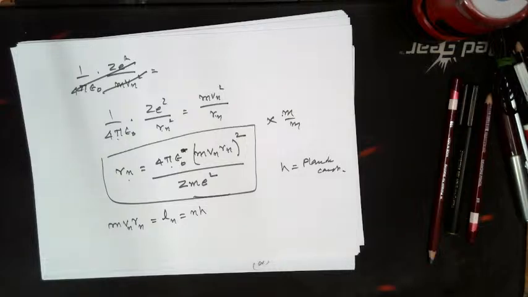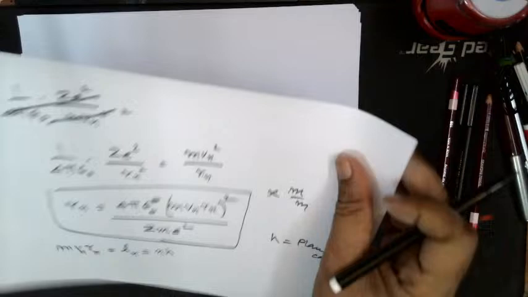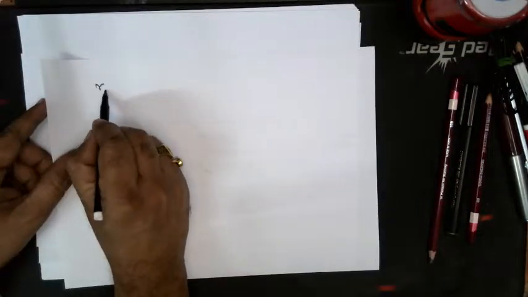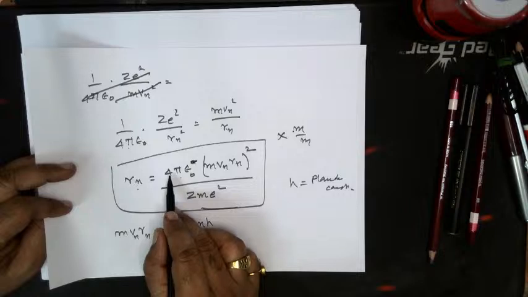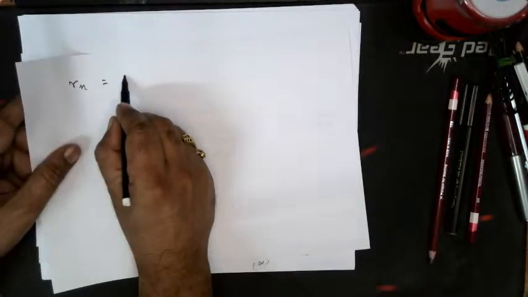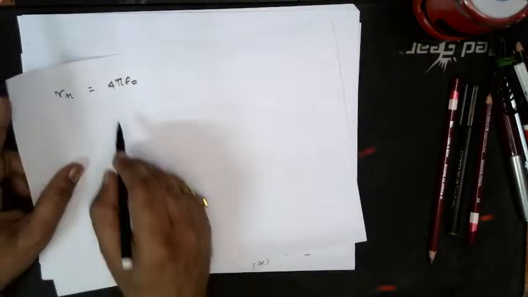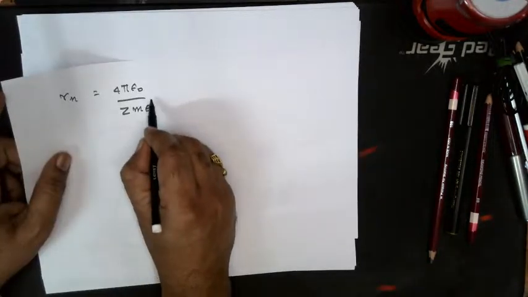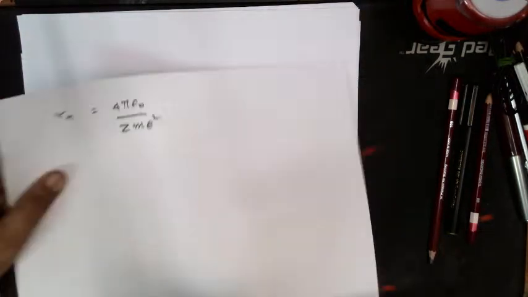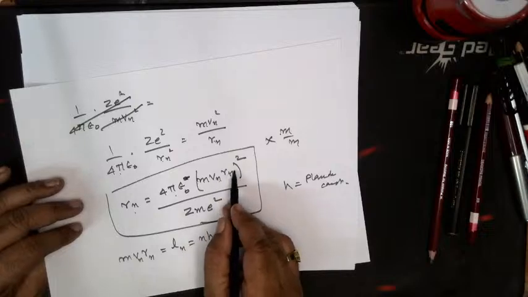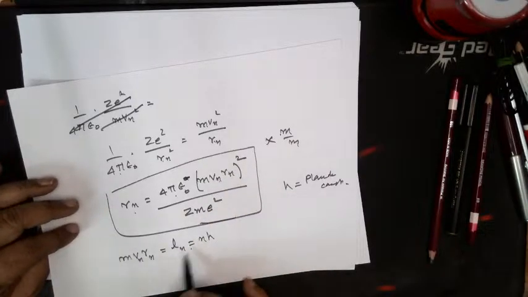So here, let me reproduce this. Rn is equal to 4 pi epsilon naught divided by Z m e squared. This 4 pi has gone here. Okay, Z m e squared, and then we have this m vn rn. This m vn rn is nothing but nh. Are you able to understand this?